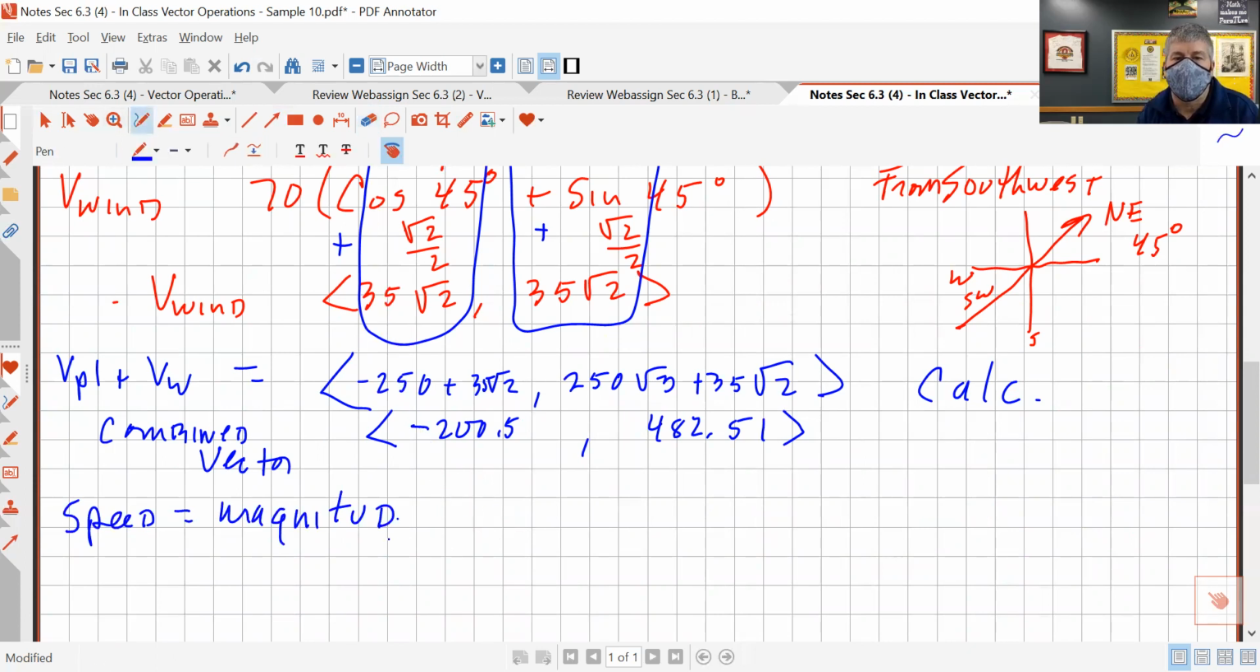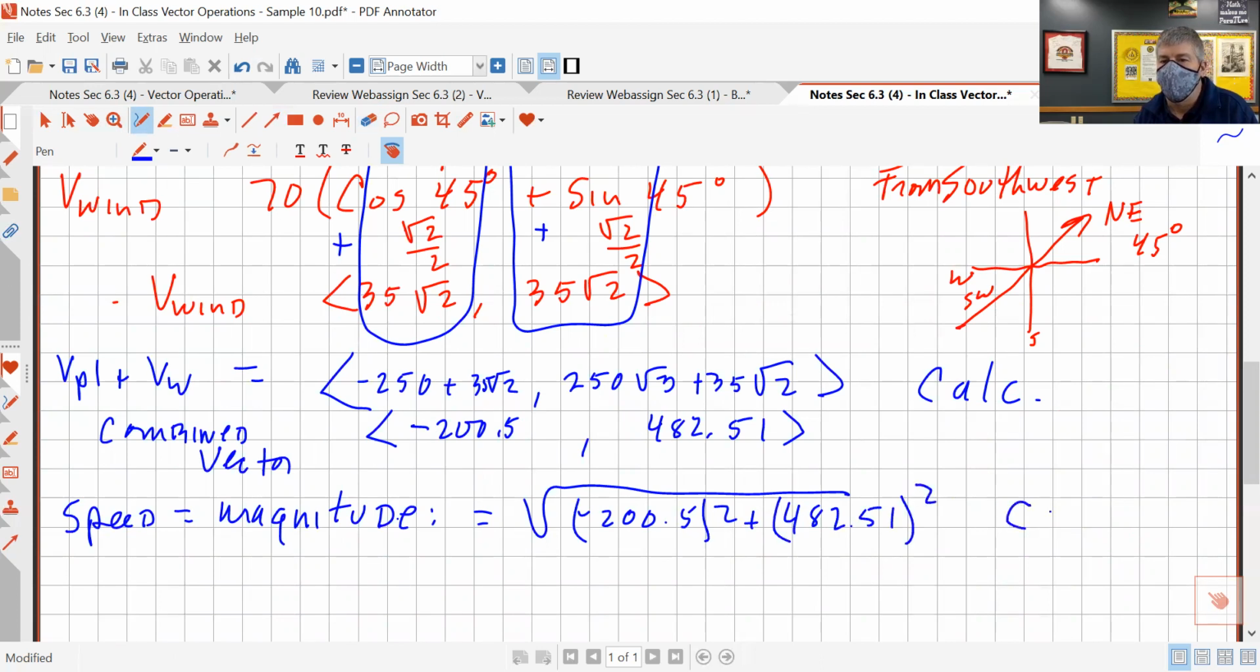You guys don't get to see any of that in the videos that I shoot because I edit all that stuff out. So my magnitude, isn't that simply the square root of negative 200.5 squared plus 482.51 squared? I put that in my calculator, and I get 522.51. So that's my ground speed.